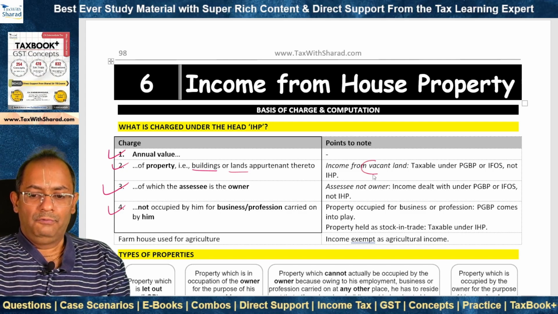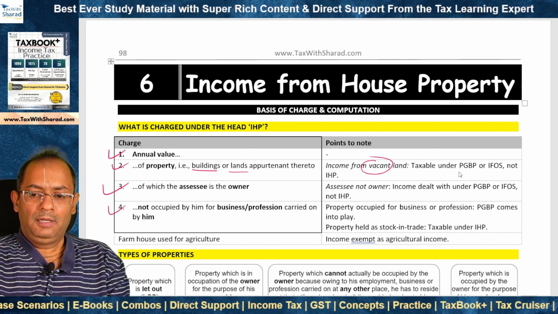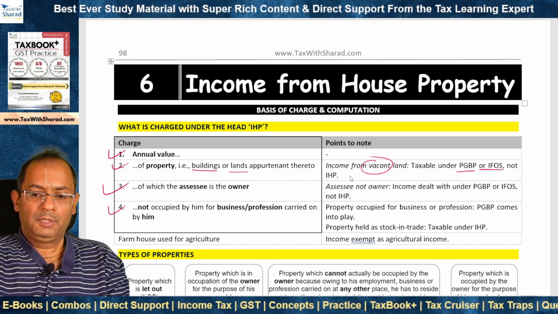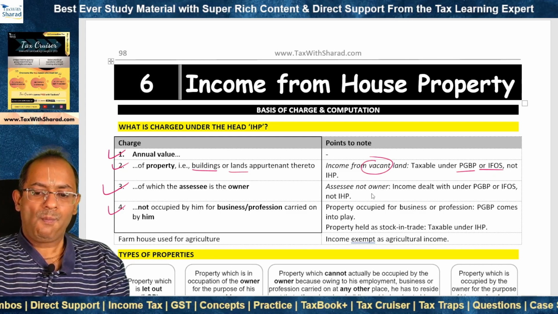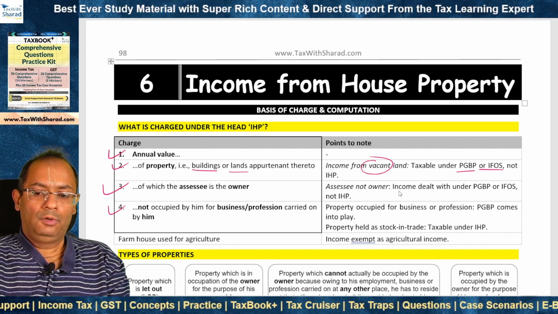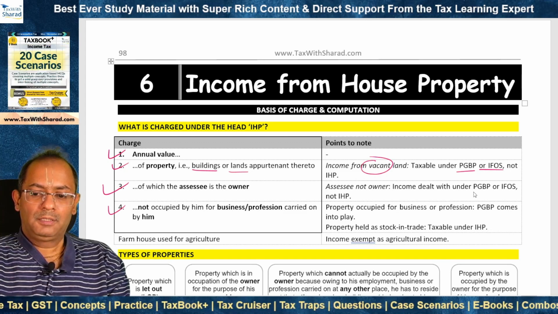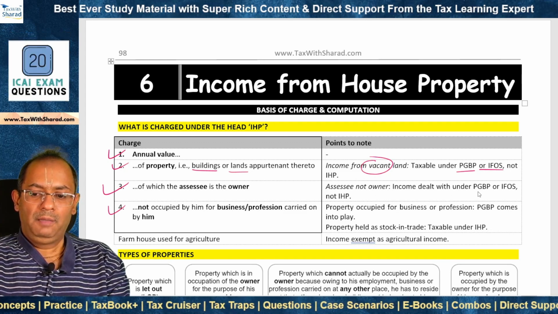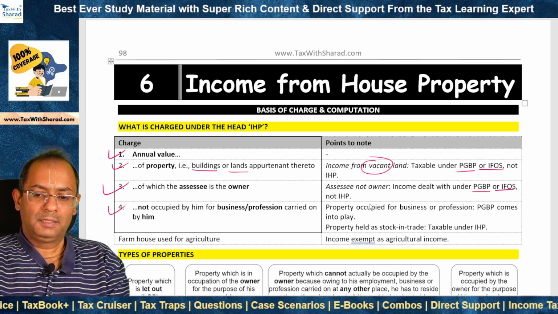As far as income from vacant land is concerned, it is taxable under the head PGBP or IFOS but not under the head IHP. Where the SSE is not the owner of the property, income is not covered under the head IHP but under PGBP or IFOS.